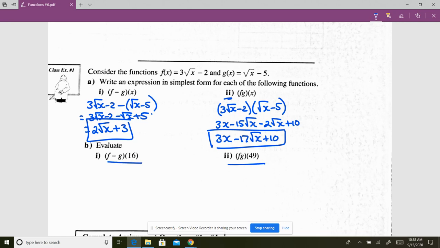How would you do these two? What would be the easiest way? I don't know if it's easiest, but just plug it into the equations above, right? Because you've already figured out what f minus g of x is. You might want to put 16 there. This one you've already calculated. f g is 49, so put 49 into all your x's.